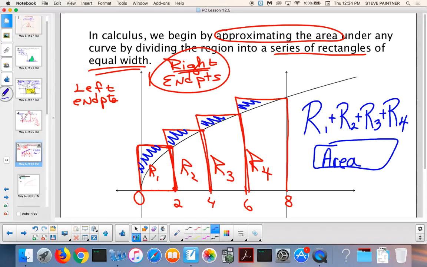Not in this class. In calculus, they will get you to that point. I'm just introducing the area under a curve, known as the integral. Now this is overestimating because I went above the graph and came down. When would I underestimate? Left hand points. So keep going. By the way, that's all I wanted you to do, just draw me some right endpoints.